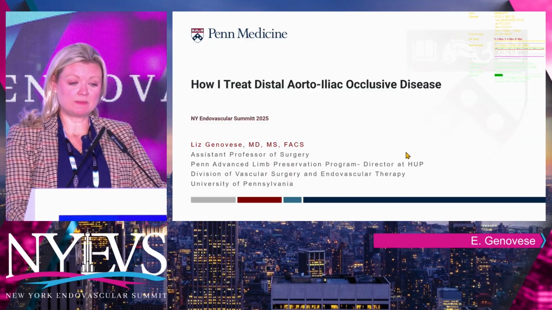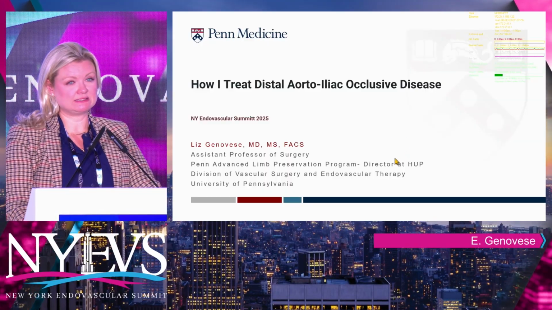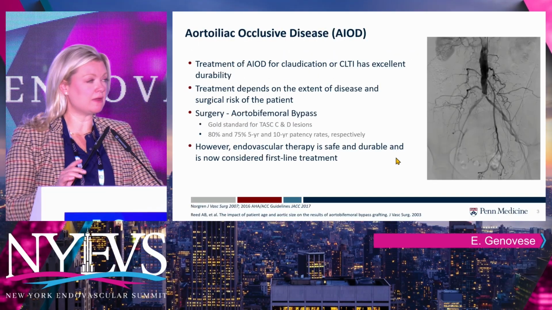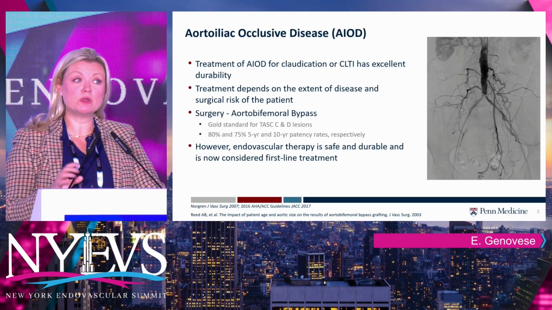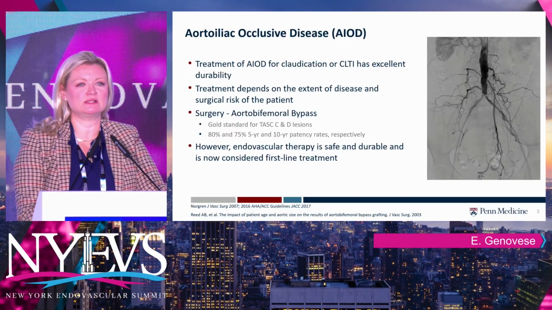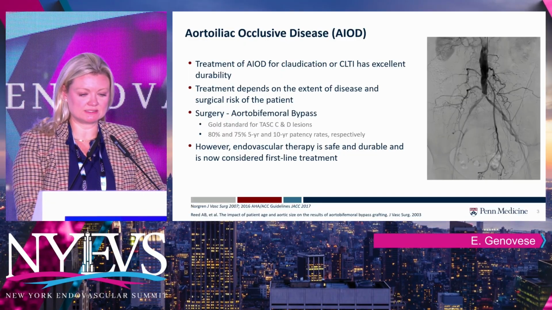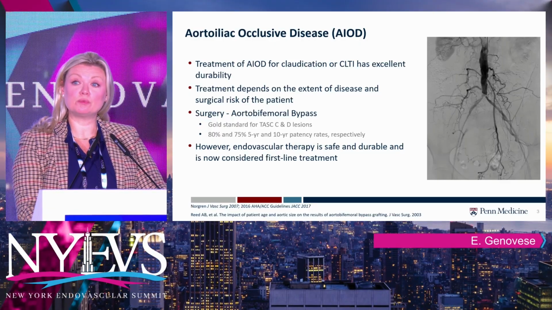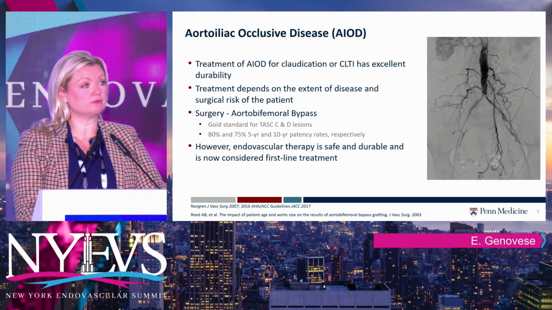So, I'll talk a little bit about how I treat the aorto-iliac system, particularly more of the distal system. As we all know, aorto-iliac occlusive disease, whether treated open or endo, really has very durable results, and we offer it often to both claudicants and patients with chronic limb-threatening ischemia. We know that aortobifemoral bypass does have very durable results and very long-term durability.